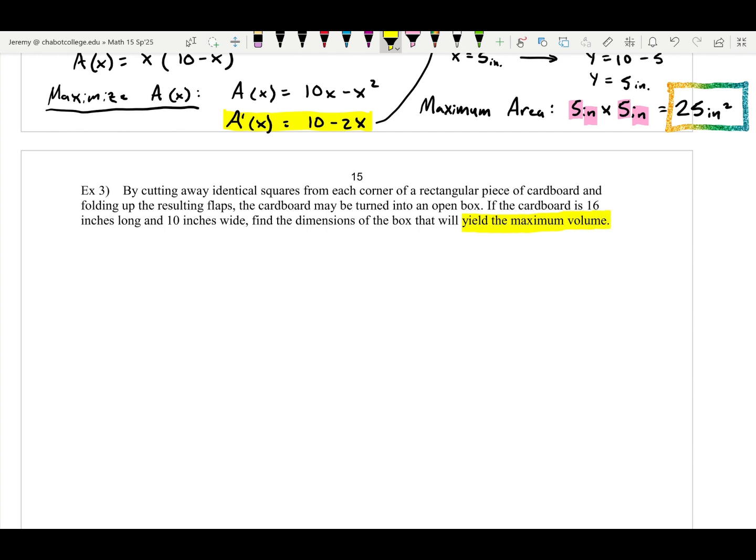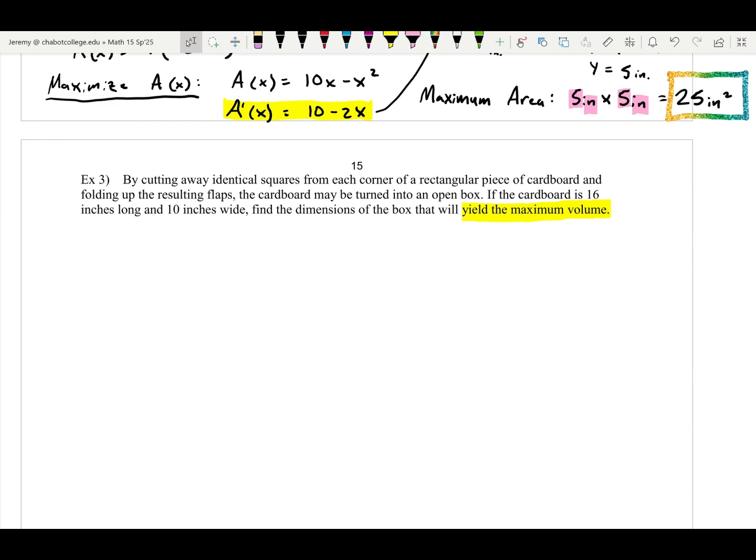So my objective equation is going to involve the volume of a rectangular box. So that'll be length times width times height. But we'll definitely want to draw a picture for this one, because what's being described here is, starting with a flat piece of cardboard, cutting squares out of the corners, and then folding up the flaps to make a box. So let's make sure that we understand that part. So starting with a rectangular piece of cardboard.